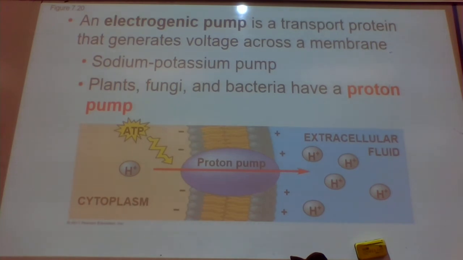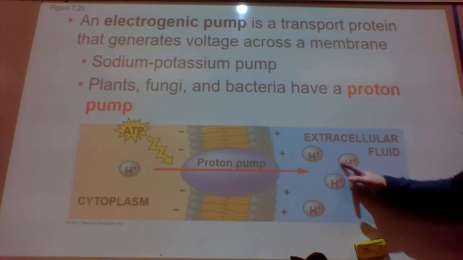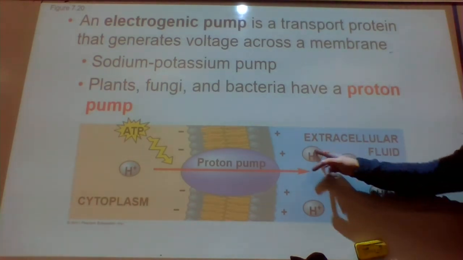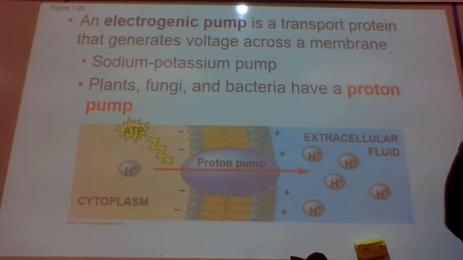Another great form of active transport that we see is something called a proton pump. And remember that a proton is the same thing as a hydrogen ion, an H+. So you can call this a hydrogen ion, you can call this a proton, they are the same thing. Now look at that picture on the board.